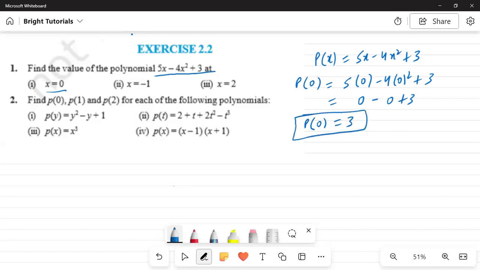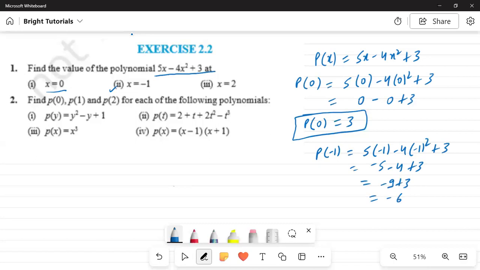In the second part, we have to find the value of the polynomial at x equal to minus 1. So what will we do? We will put minus 1 everywhere: 5 times minus 1, minus 4 times minus 1 whole square, plus 3. 5 times minus 1 will come out to be minus 5. Minus 1 whole square is 1. 1 into minus 4 is minus 4, plus 3. And this will be minus 9 plus 3. This comes out to be minus 6.